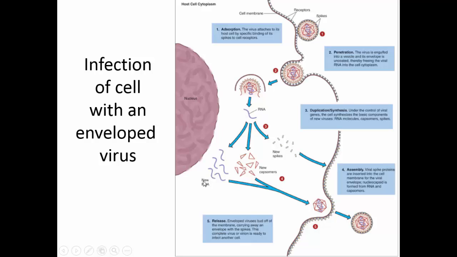This RNA generates more RNA molecules. It is used by the ribosomes to make the capsid pieces, and it is used by the ribosomes to make the new protein spikes. The new protein spikes are inserted on the cell membrane. The capsid is put together around the RNA, and as the virus goes up to the cell, it simply buds out of the cell, so we have a new virus that is now enveloped.